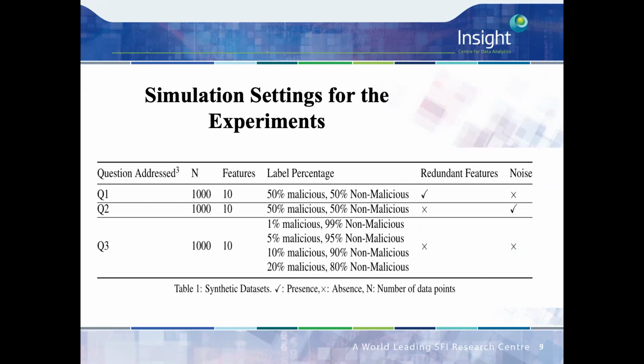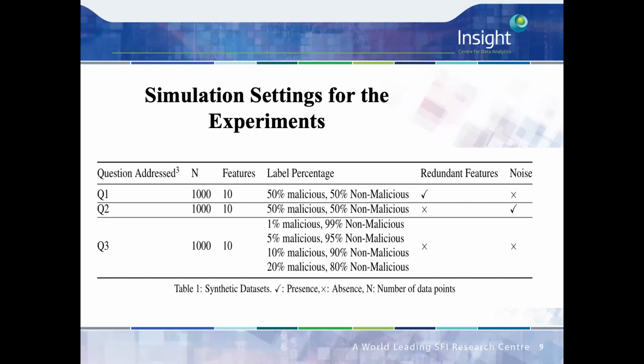So our setting for this simulation: for the first question, we put the setting that we have 1,000 nodes with 10 features, and we have balanced data with 50% malicious and 50% not malicious. And we put the setting with redundant features. The second question we try to answer is if there is noise in our data, how our machine learning algorithms are going to predict those malicious nodes.